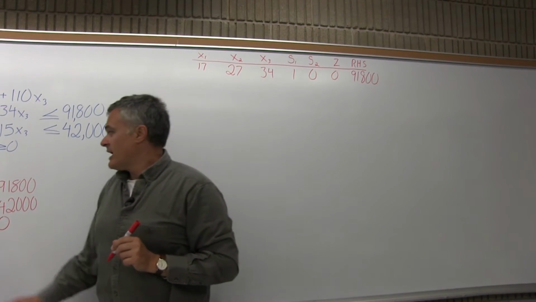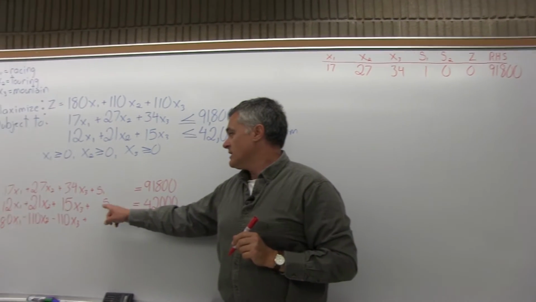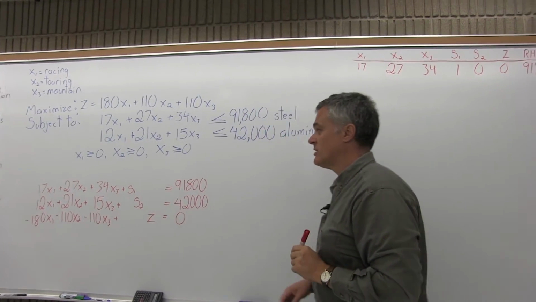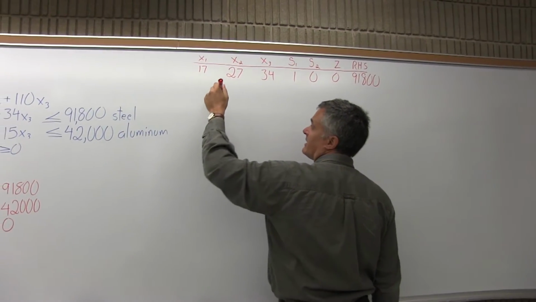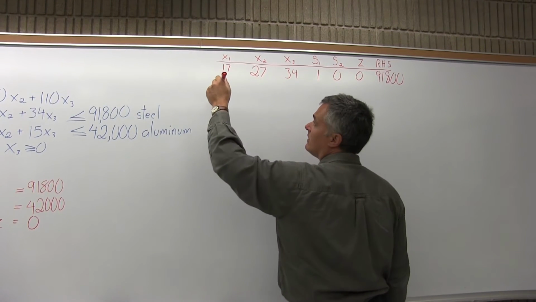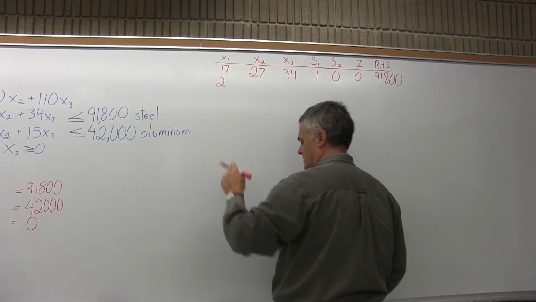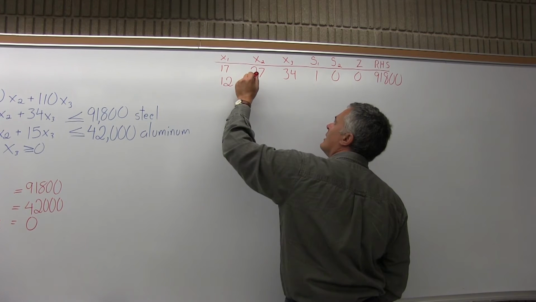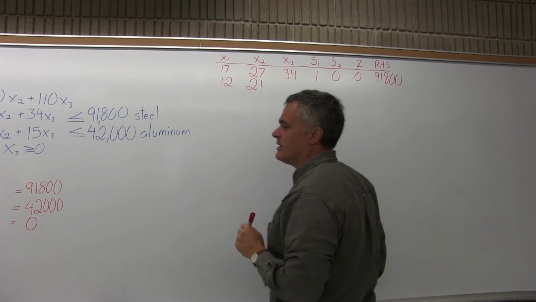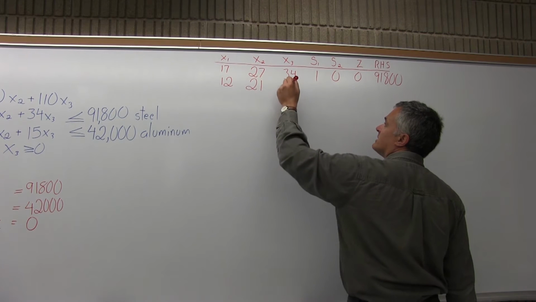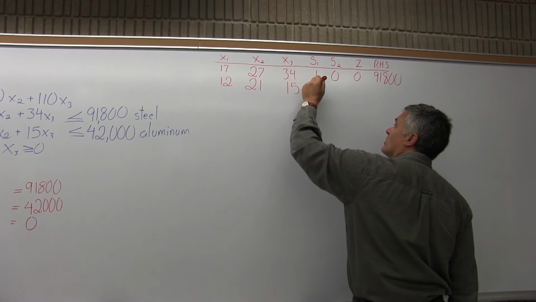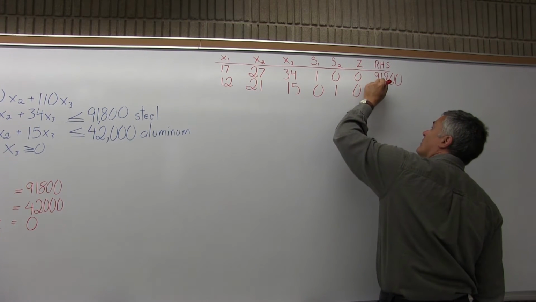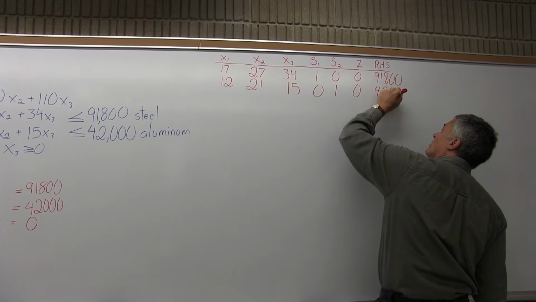Now the second equation I had was 12x1 plus 21x2 plus 15x3 plus S2 equals 42,000. So that's going to be the second line of my matrix or initial simplex tableau. So on the second line of that tableau, the x1 column gets a 12. The x2 column gets a 21. The x3 column gets a 15. The S1 column gets a 0. S2 gets a 1. Z gets a 0. And right-hand side column gets a 42,000.